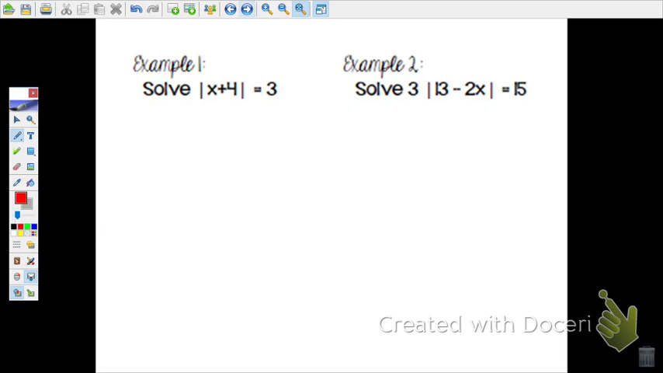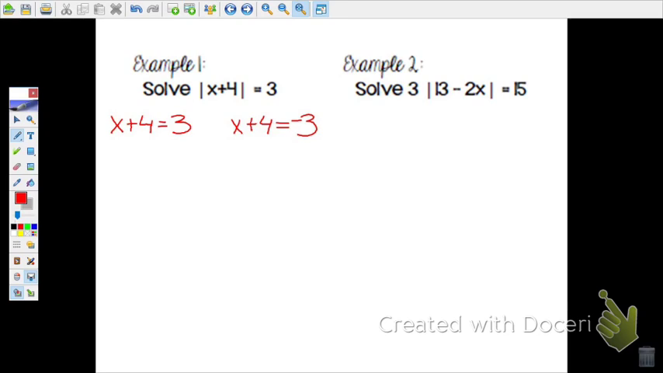Step 3 says to drop the absolute value and rewrite the equation. So when we do that, we write two equations, one of them set equal to a positive number and one of them set to a negative answer. So I'm going to write x plus 4 equals 3. I'm going to write x plus 4 equals negative 3. Step 4 says to solve both equations.